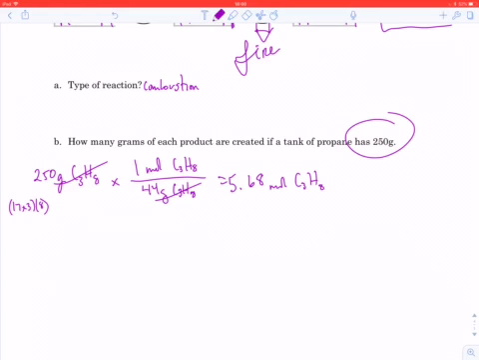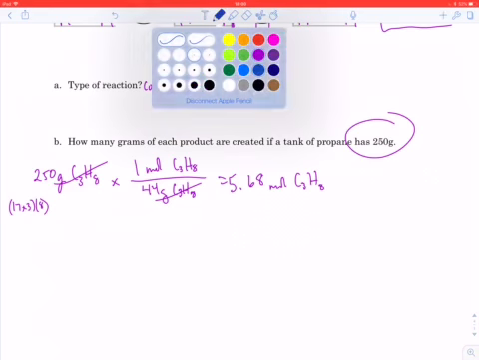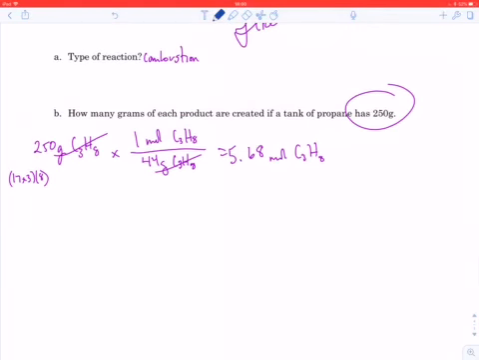How do I figure out everything else? I hope you're shouting in your head right now, mole ratio, and I hope it's not just me going a little bonkers talking into a microphone. So if I start with 5.68 moles C3H8. Okay, so now I have to figure out the mole ratio for each thing.